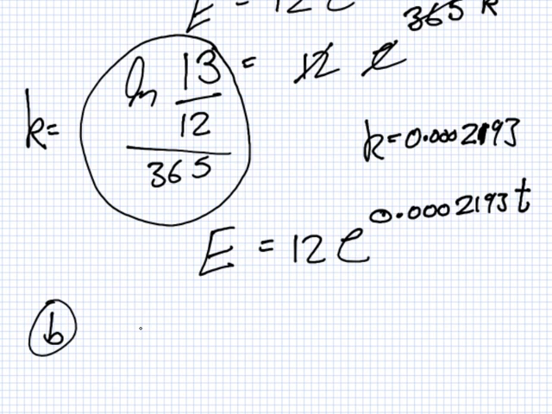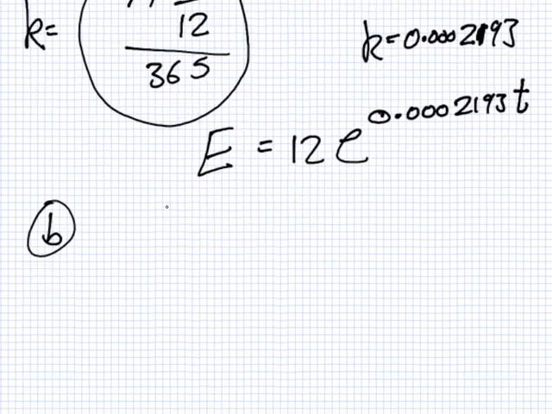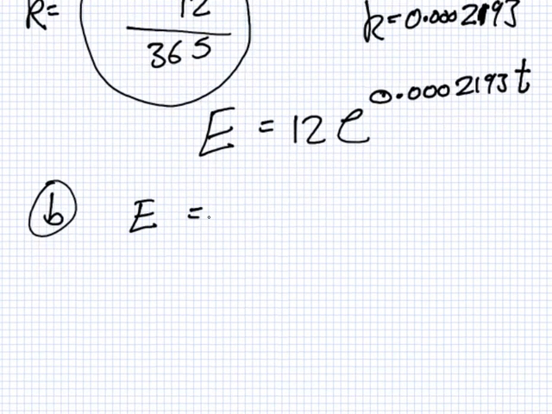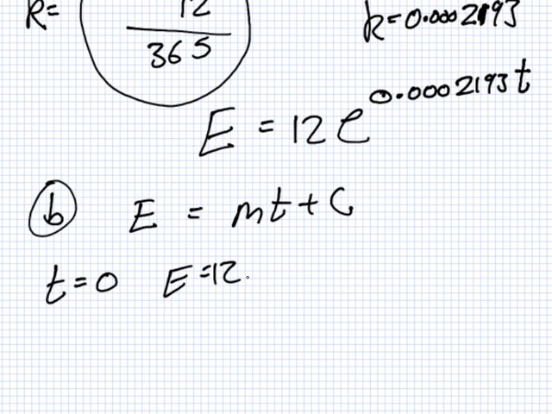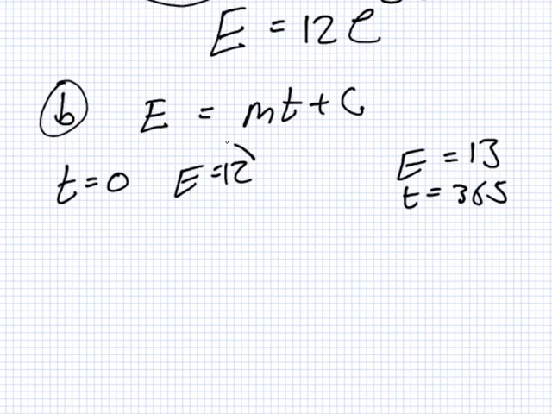Now, part B, you say that it's linear. Okay? So the energy is equal to MT plus C. Again, you know at the beginning the energy is 12, and at the end, when the time is 365, the energy is 13. Isn't that it? Yeah. Okay.